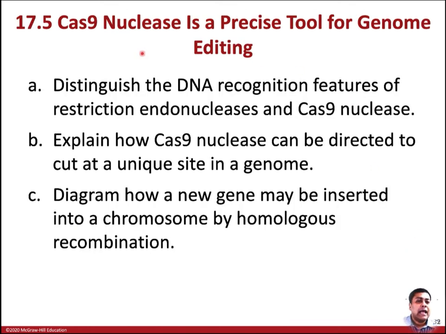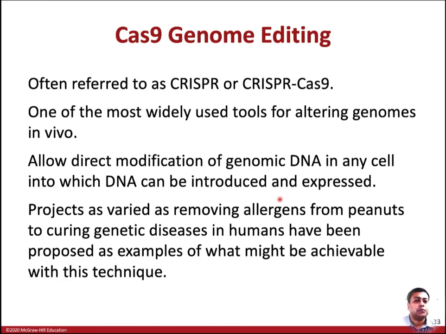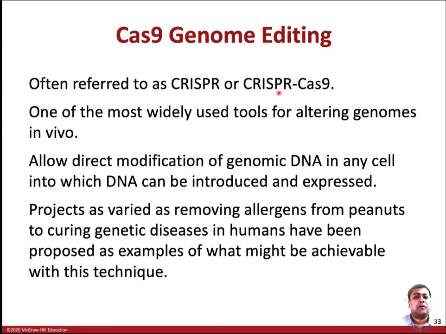So this last part that we are going to talk about is the Cas9 nuclease. This is a precise tool for genome editing, and these were initially discovered in bacteria, where they fight bacteriophage infection by destroying the bacteriophage DNA. But now this can be used in eukaryotic systems as well. This is also known as CRISPR or CRISPR-Cas9.